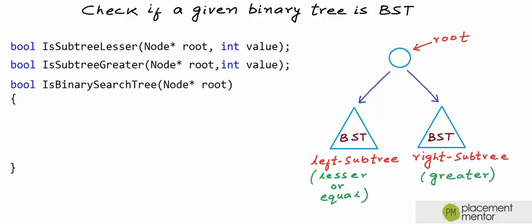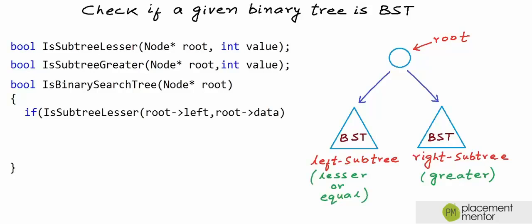Let's come back to this function isBinarySearchTree. In this function, I'm going to say that if all elements in left subtree are lesser, and I'll verify this by making a call to isSubTreeLesser function, passing it address of left child of my current root. Left child would be the root of left subtree, and the data in root.